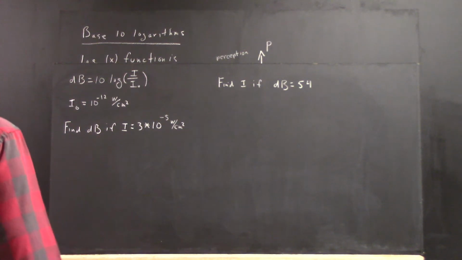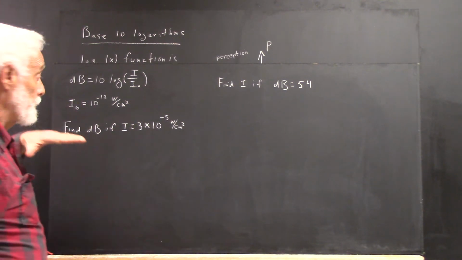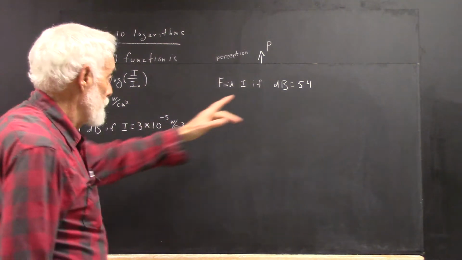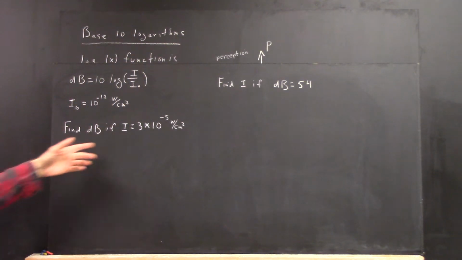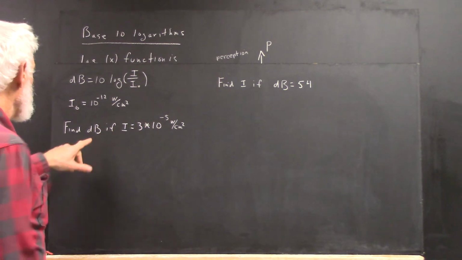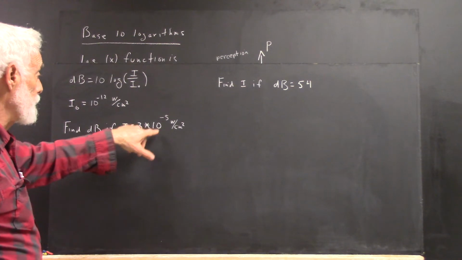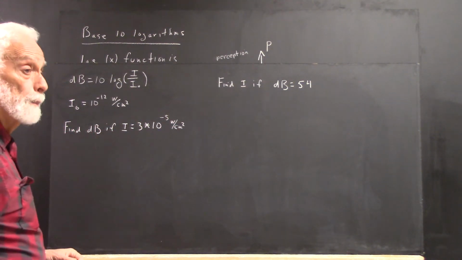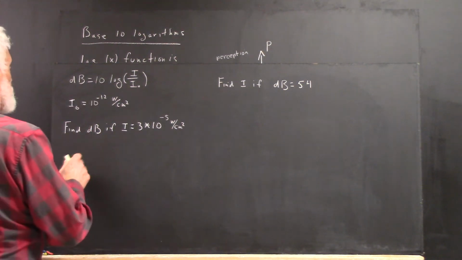Okay, well, using the definition of the decibel and the knowledge of I naught, there are a couple of interesting problems that we can solve. One is pretty straightforward because we've already pretty much done it, but not for these numbers. We're going to find the decibel level of the sound if the intensity is 3 times 10 to the negative fifth watts per square centimeter. Okay, so we just go to the formula.